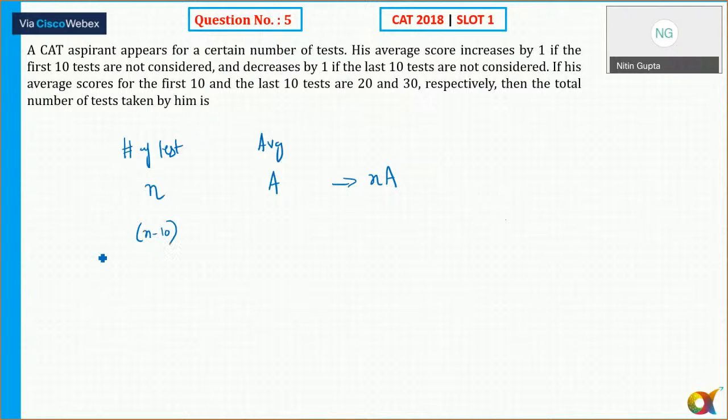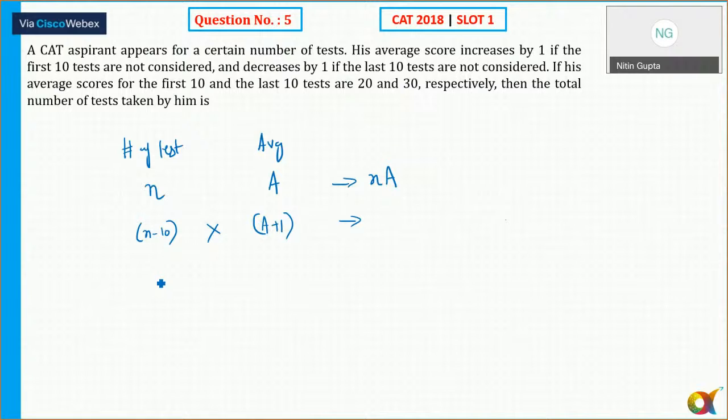For n minus 10 tests, if the first 10 tests are not considered, the average increased by 1. So the new average is a plus 1. The total score must be equal to (n minus 10) into (a plus 1). Okay, the total will be n minus 10 into a plus 1.